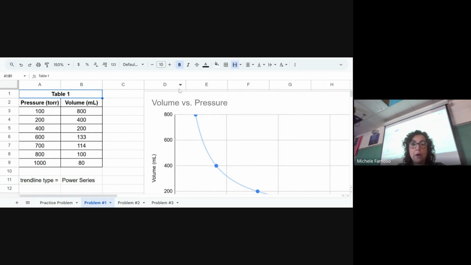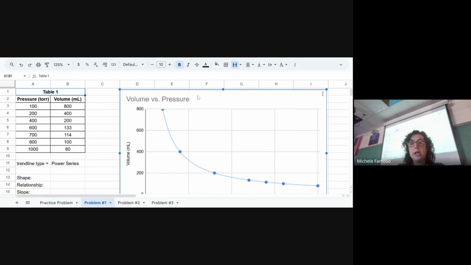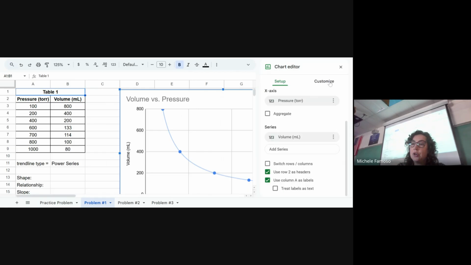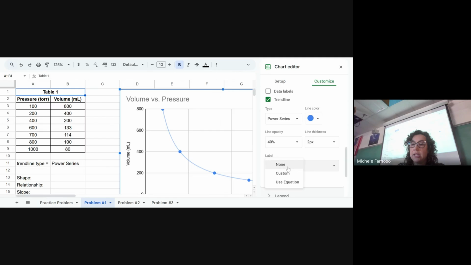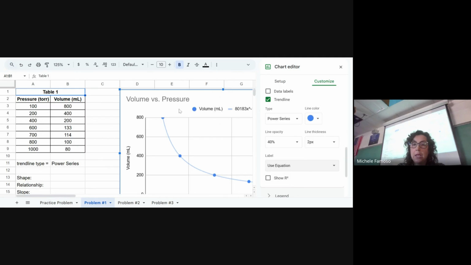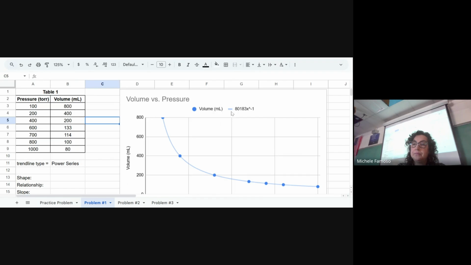Okay, so this is our graph. Let me make this a little bit smaller. First thing you have to do is double click on your graph. Go to your customize option, down to the series submenu and add the equation, which is under the label. Use equation. This is a type of curve. Name the shape of that curve for me. Hyperbola, in cell B13.